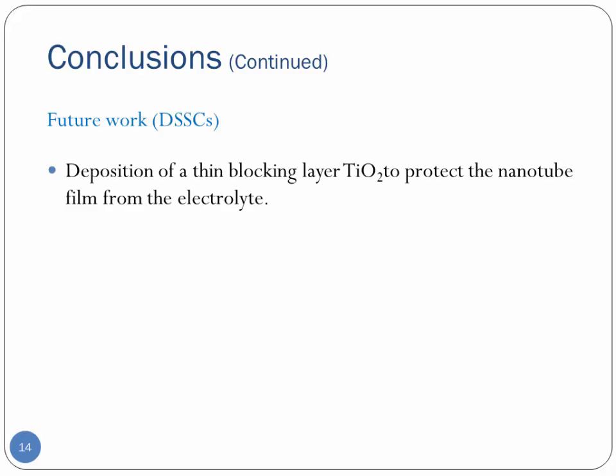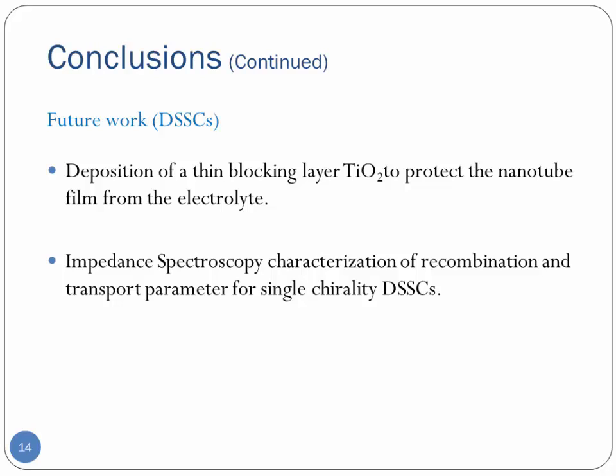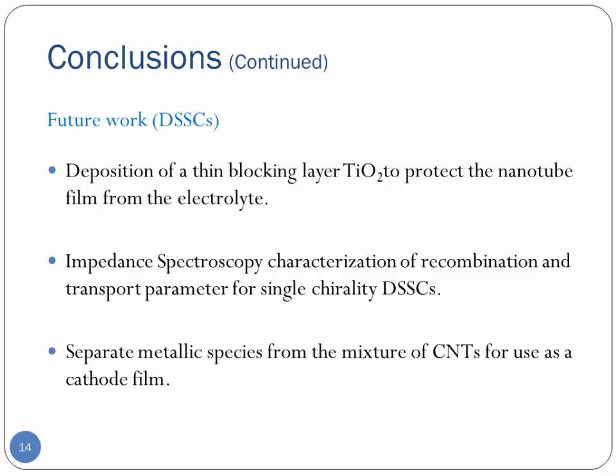Future work, of course: we have to protect the carbon nanotubes from the electrolyte, for example, with a blocking layer of titanium dioxide obtained by spray pyrolysis. We have to use impedance characterization to discriminate the different mechanisms of the cell that involves single chirality carbon nanotubes. And we have to try to separate metallic tubes to use them as a counter electrode. This is for the Grätzel cell, the DSSC.